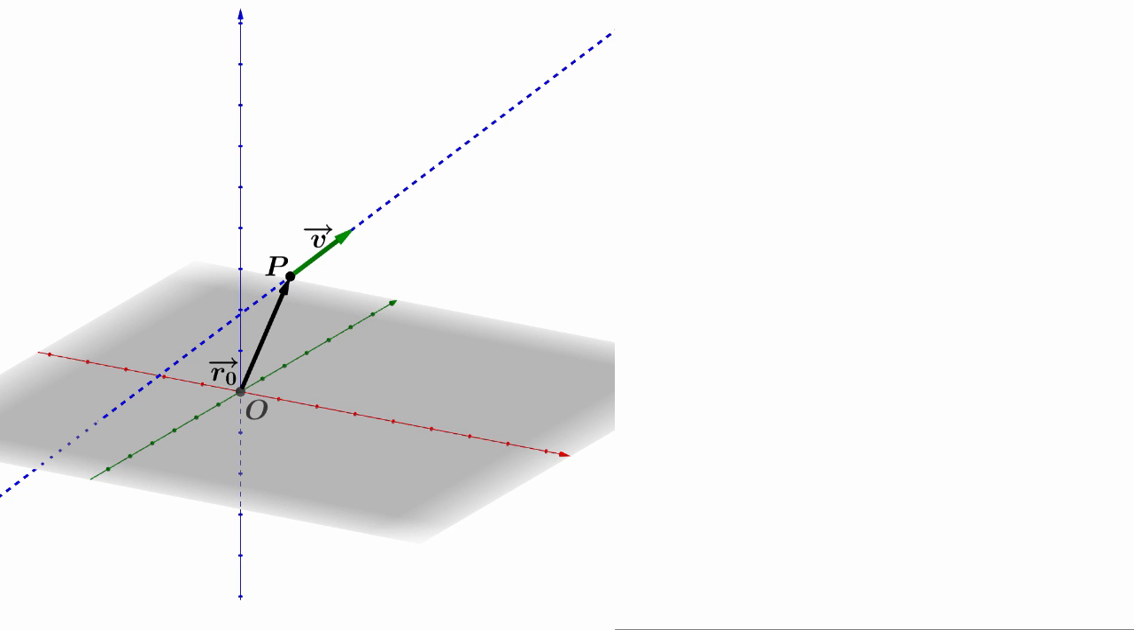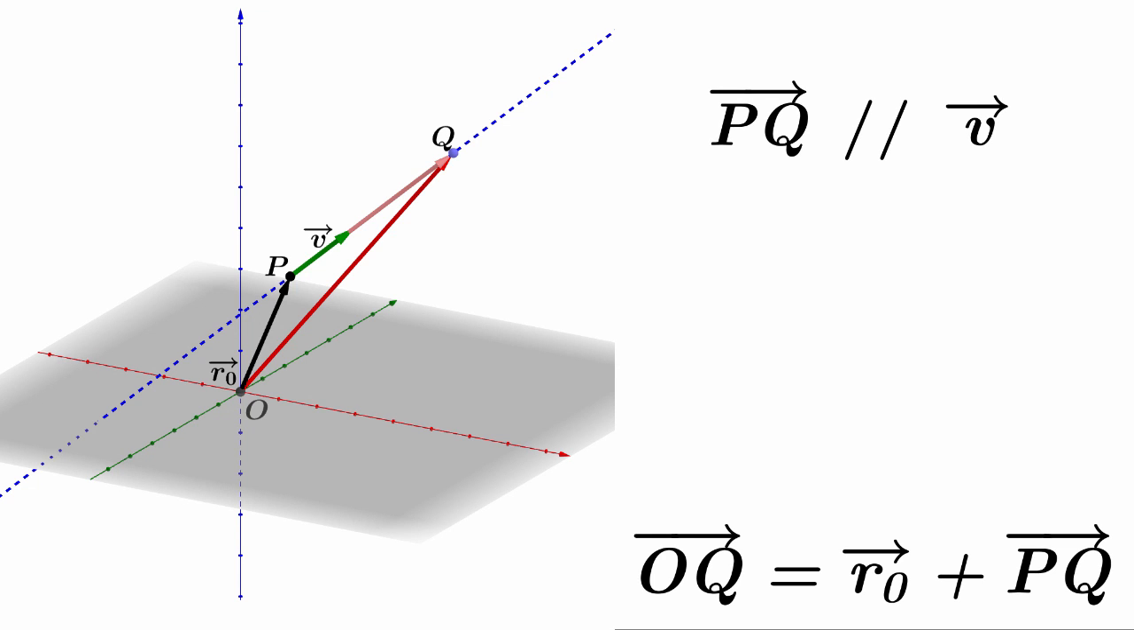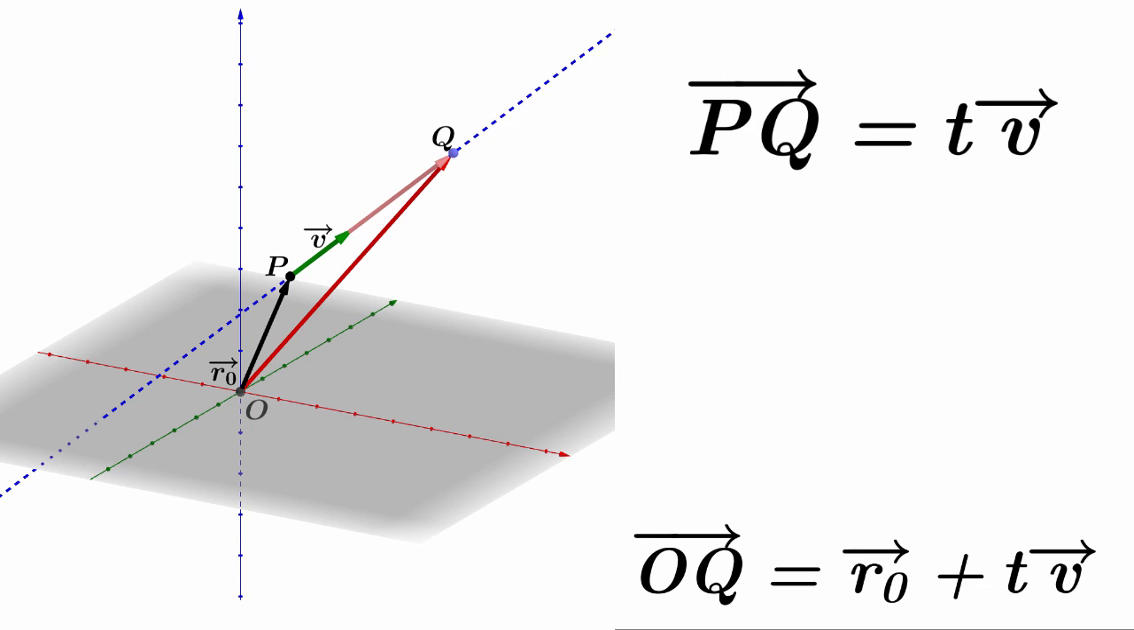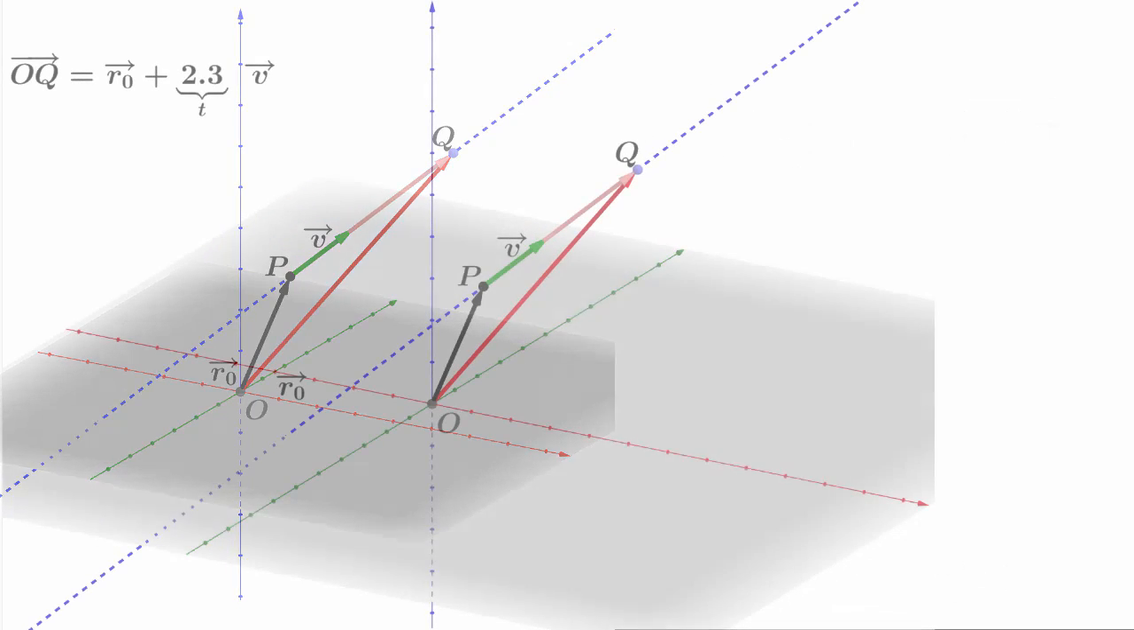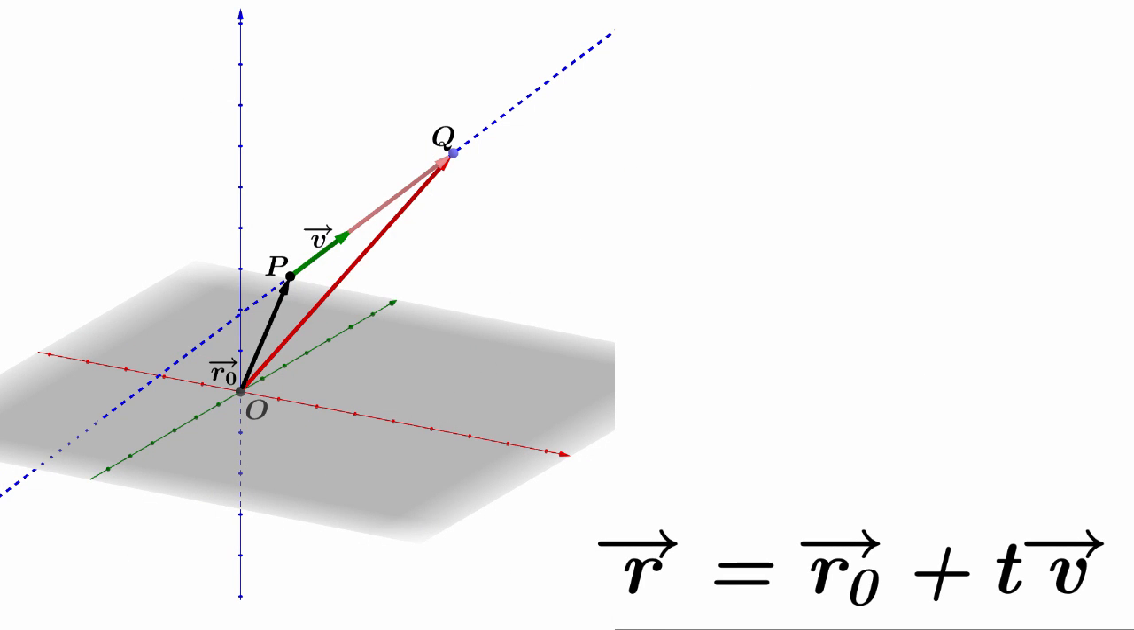To quantify an arbitrary point on the line, say the point Q, in terms of P and vector V, we observe using the triangle law that vector OQ equals R sub 0 plus PQ. And since vector PQ is parallel to the direction of vector V, we can write PQ as a scalar multiple of V, namely, let's say, T times V, where T is a scalar which depends on the position of Q. Here you can see that as T varies through all the real numbers, the tip of PQ traces the whole line. Here we can represent the line via the vector equation R equals R sub 0 plus T times V.